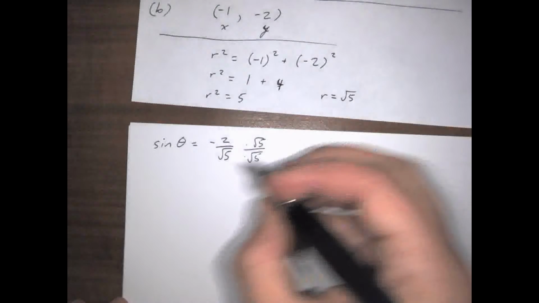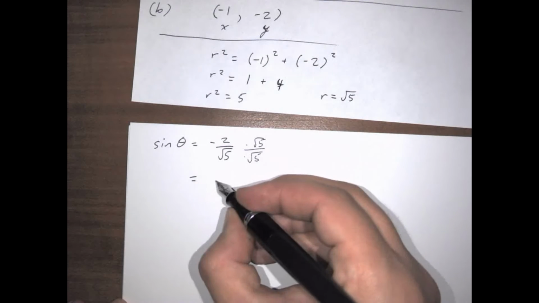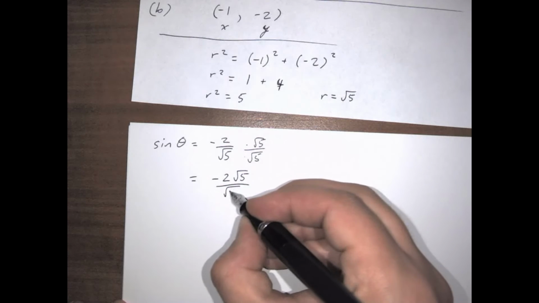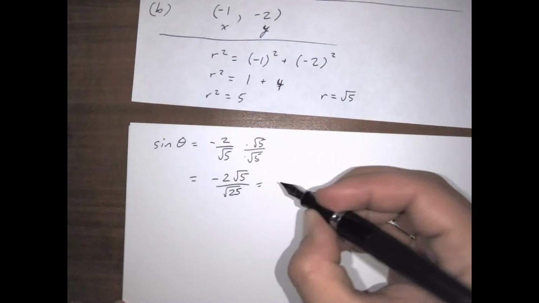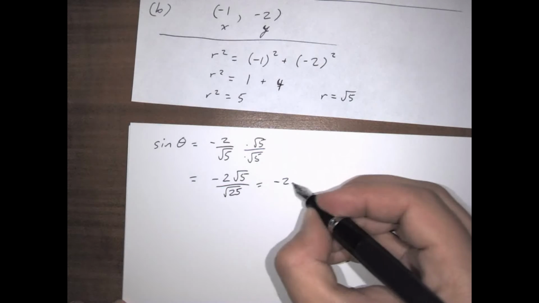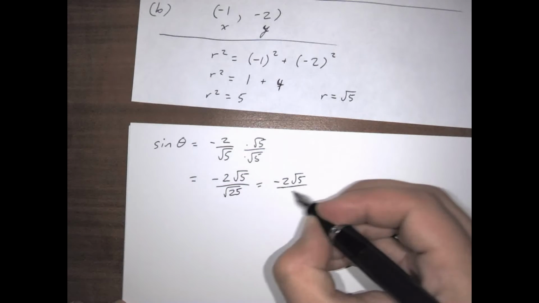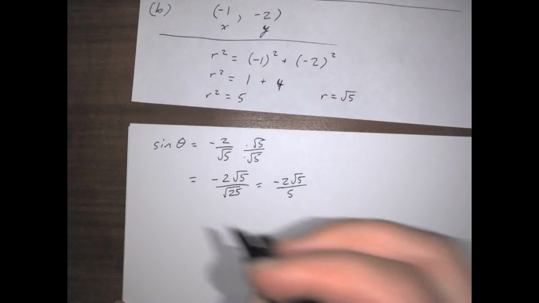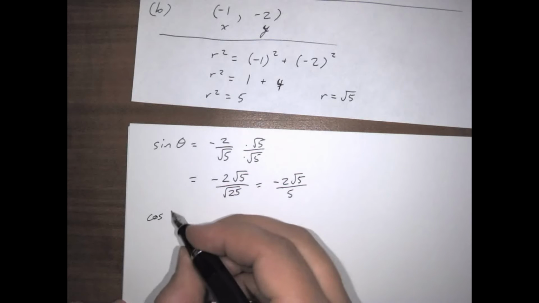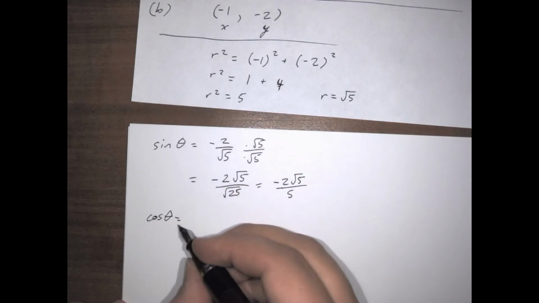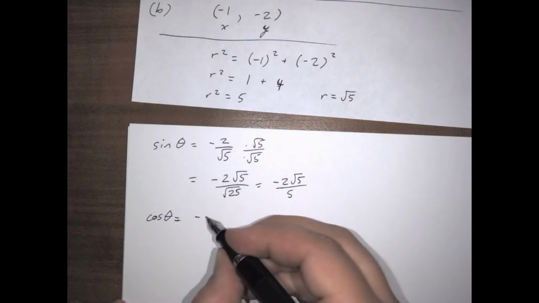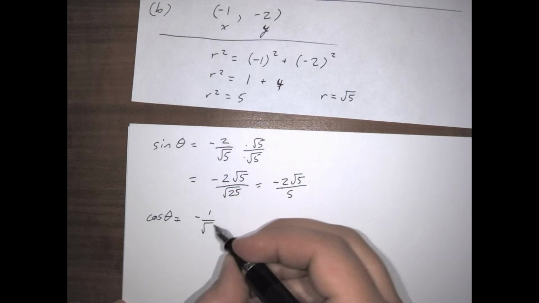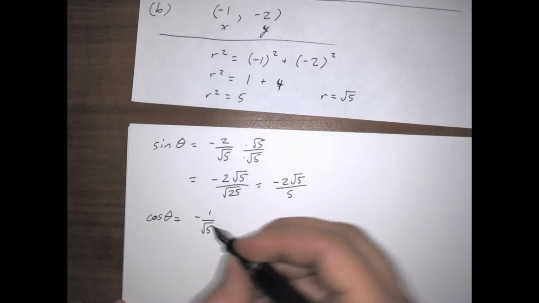So you multiply the top and the bottom by root 5, and that's negative 2 root 5 over square root of 25, which then just becomes negative 2 root 5 over 5. Okay, so be it. Cosine theta. Well, x over r would be -1 over root 5.